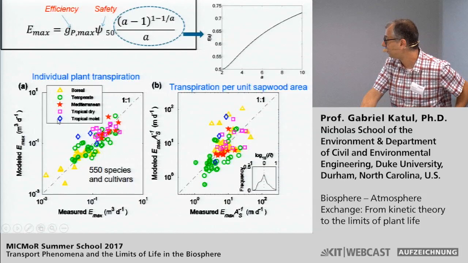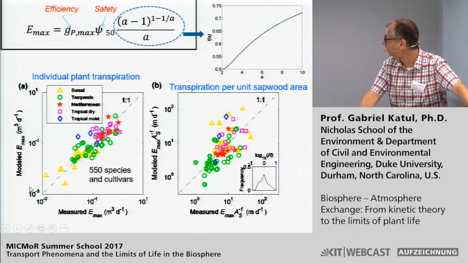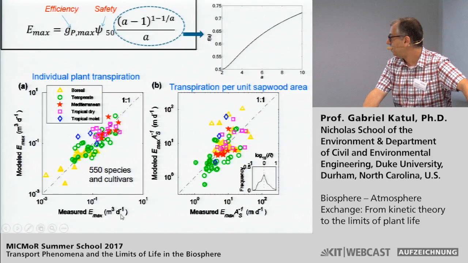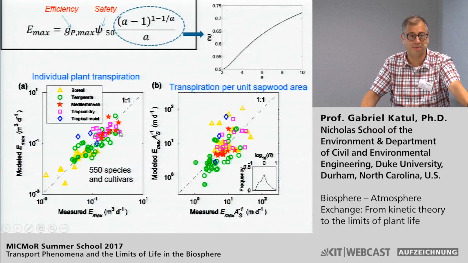Okay, and he plotted the modeled Emax from this equation against the measured Emax, where GPmax and psi 50 were inferred from cavitation curves for species collected in those zones. And this is the comparison. So here Emax is plotted in cubic meters per day. So I told Stefano, this is nonsense. Sorry to tell you, man. Nice work, but this just tells me that big trees transpire more than small trees.